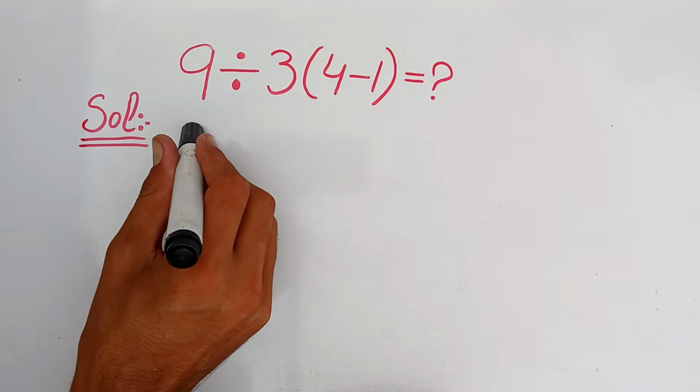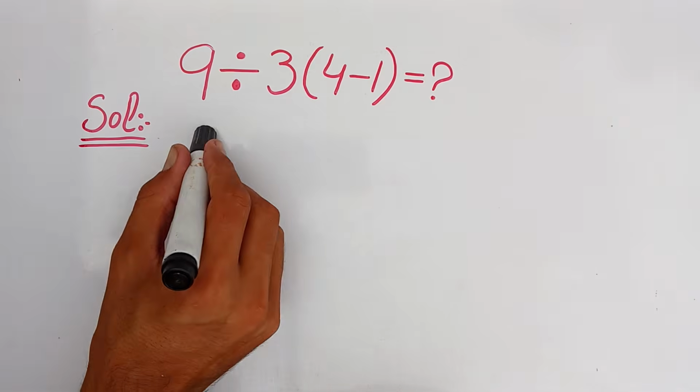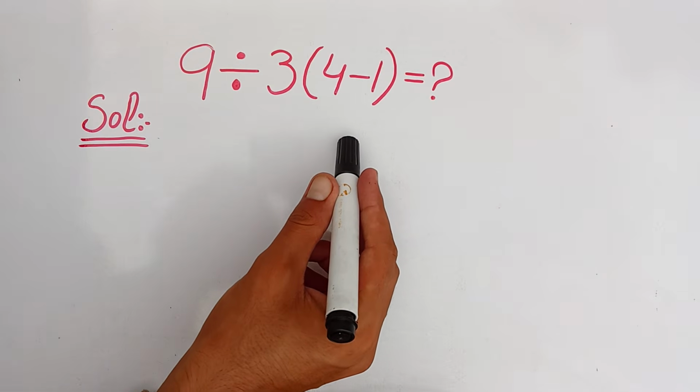In this video we will solve this difficult problem, which is 9 divided by 3(4 minus 1).